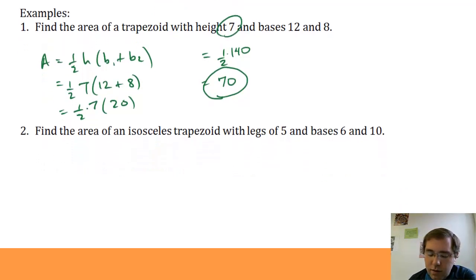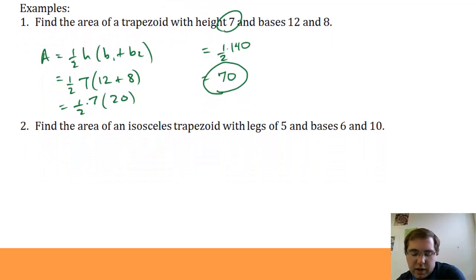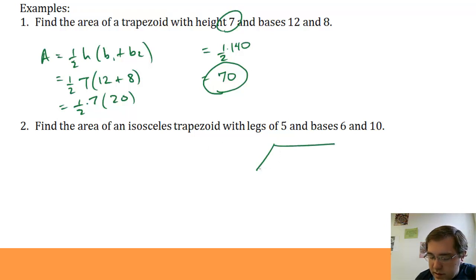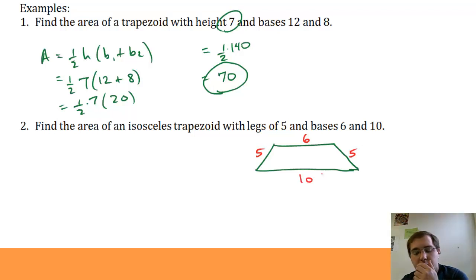Number 2. Find the area of an isosceles trapezoid with legs of 5 and bases of 6 and 10. This time I will draw it so you can remember what an isosceles trapezoid means. It means the two legs are equal. So if there are 5, that means both the left and the right there are 5. And the top is 6 and the bottom is 10. The bases are 6 and 10. So the shorter one is 6, the larger one is 10. I want to find the area of this trapezoid.